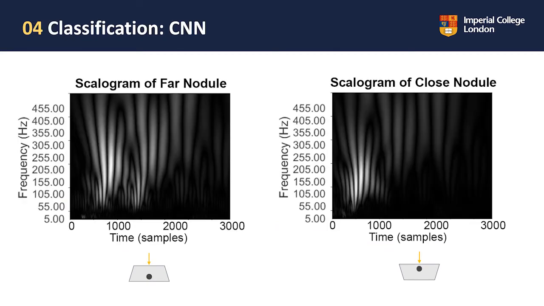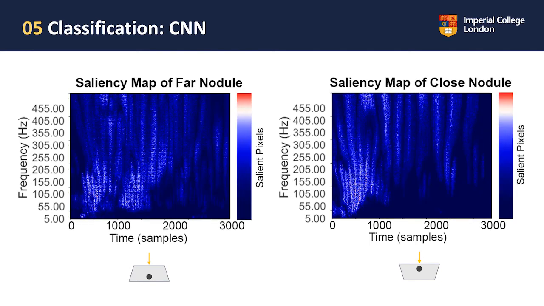To verify that the changes in the time and frequency domain observed from the wavelet transform could be used to classify the samples, a convolutional neural network, CNN, was trained on grayscale scalograms for the 1,700 individual percussion events from the experiment. The 7-layer CNN was trained on 75% of this data, with the remaining scalograms used for validation.